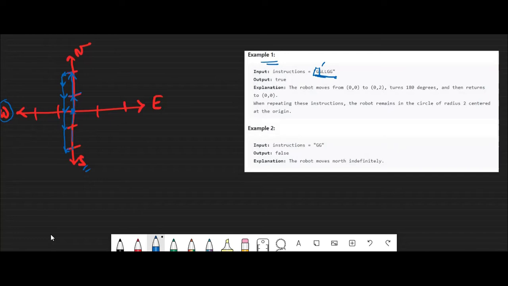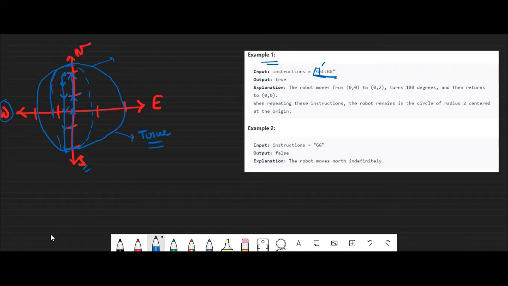So what you can see from here is that the robot is in a circle, right? It is in a circle. Sorry for my bad drawing. It is in a circle of 2 units. Why? See, it first moved 1, then 1, so 1 plus 1, 2. So it is in a circle of 2 units where it moves in an infinite manner. This is a loop, right? It moves infinitely in a particular loop and it never leaves this circle. So in this case, we are going to return true.